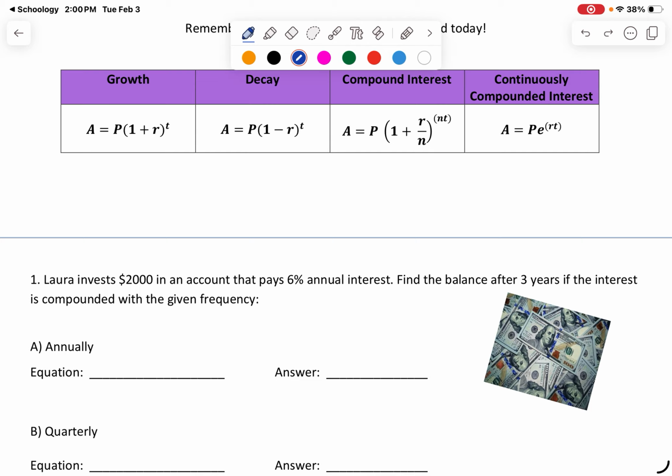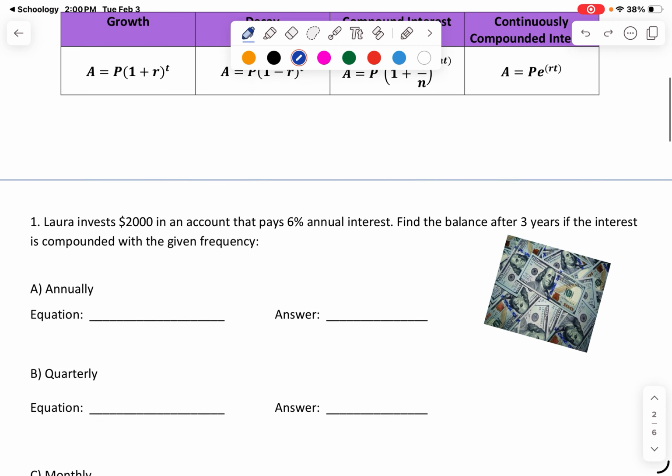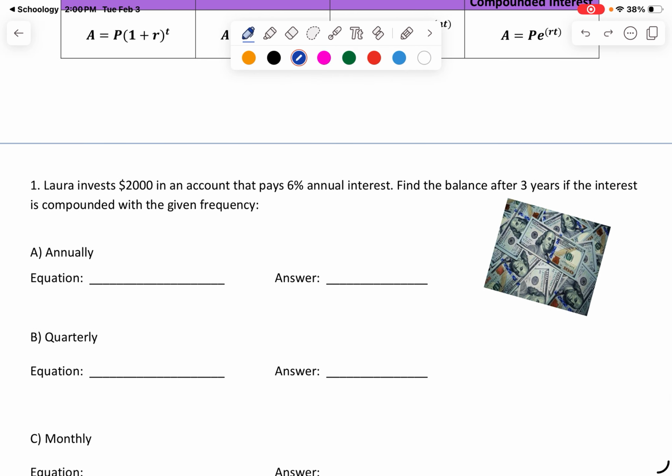All right, so this says, Laura invested $2,000 in an account that pays 6% annual interest. Find the balance after 3 years if the interest is compounded with the given frequency. I would love to find these accounts that have 6% interest. How amazing. Okay, so annually, that means that the number of compoundings is 1, so we could just use simple interest. We don't have to divide by 1 and multiply by 1.